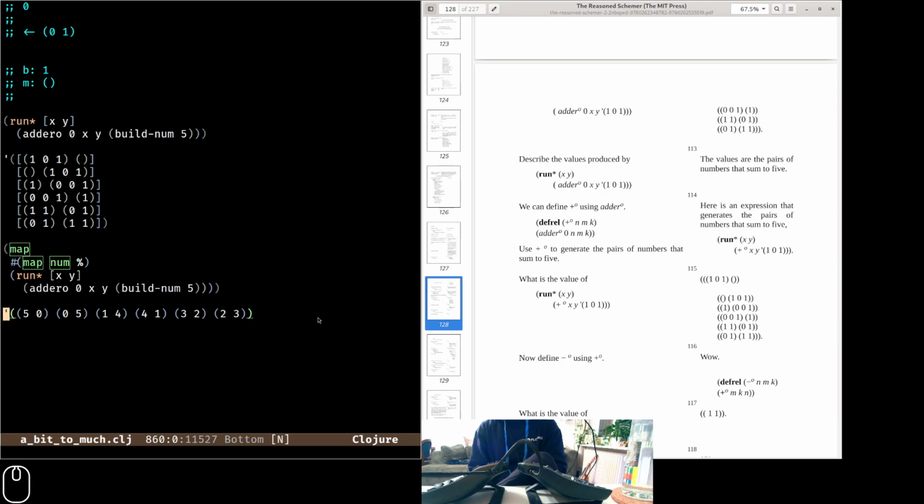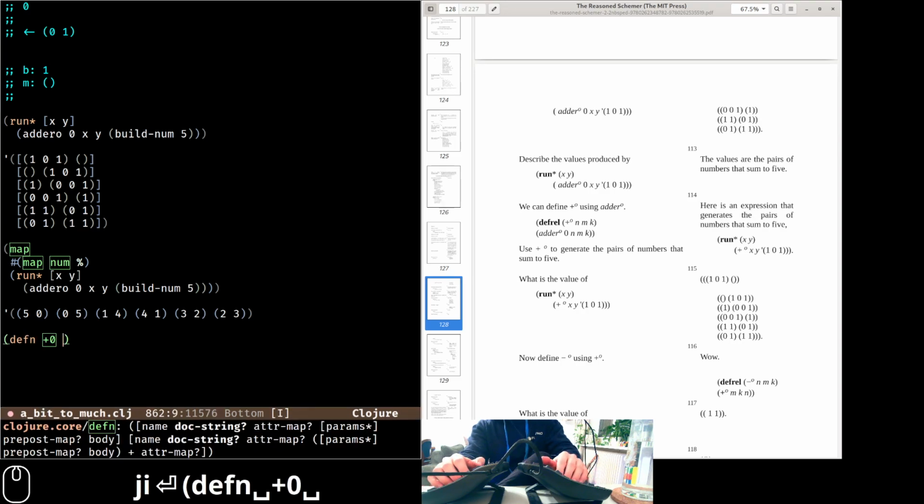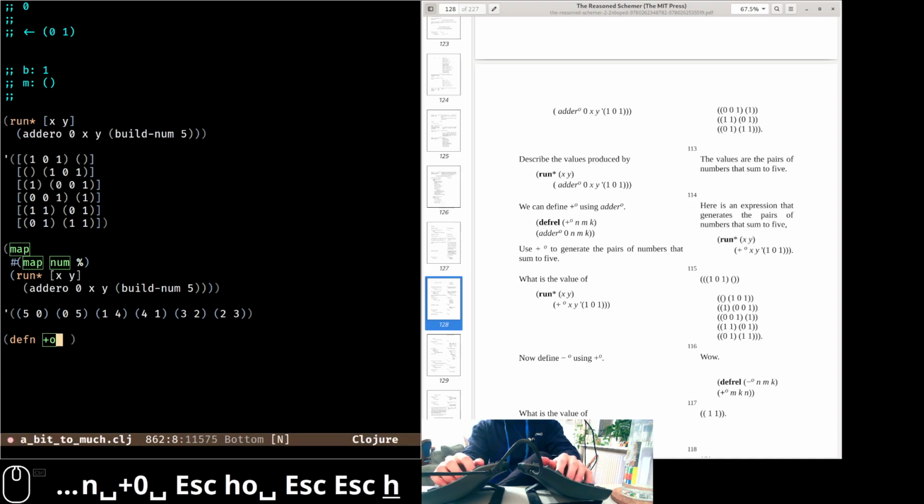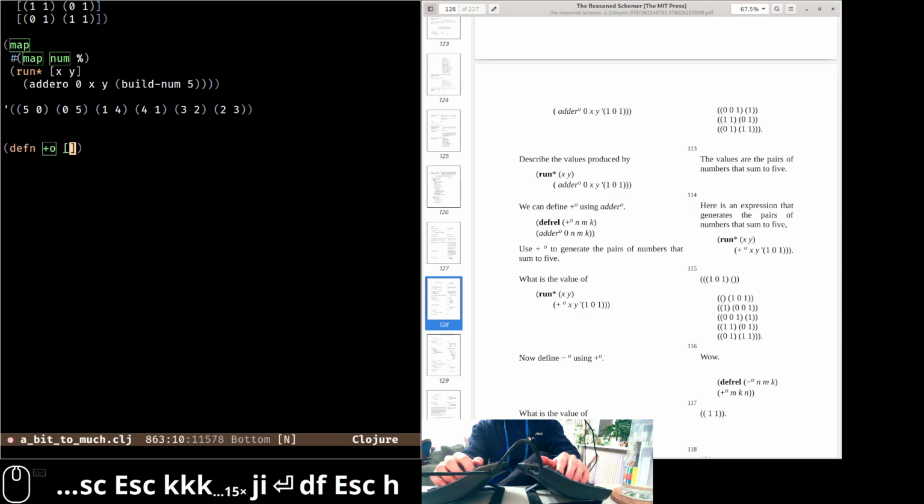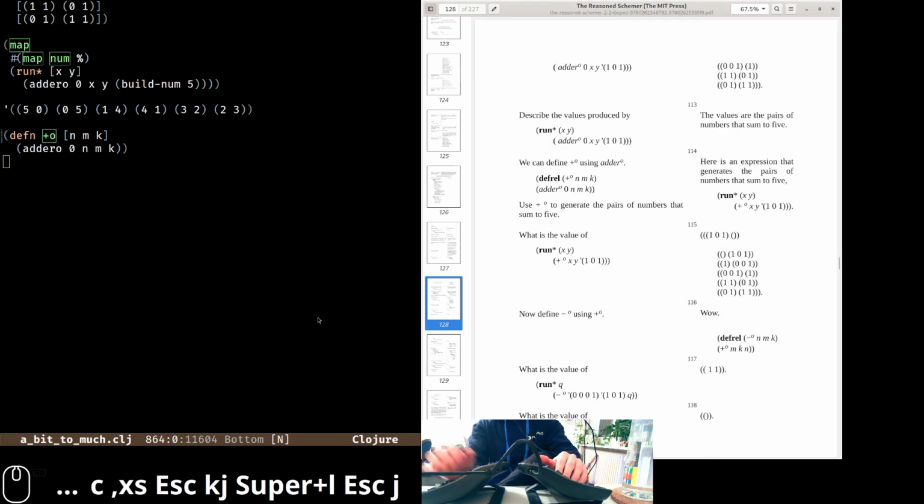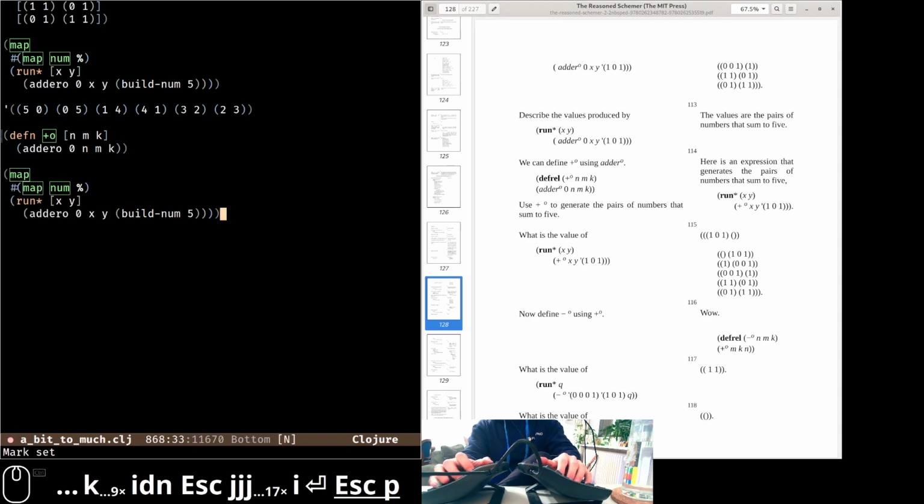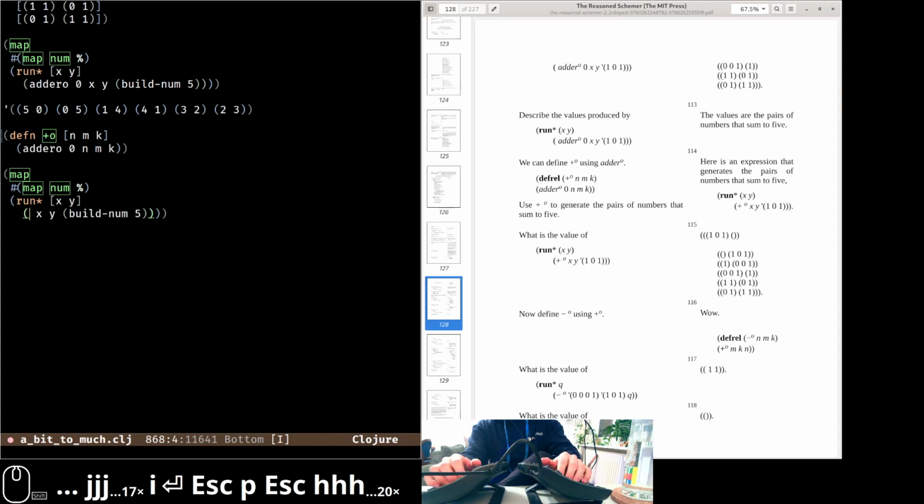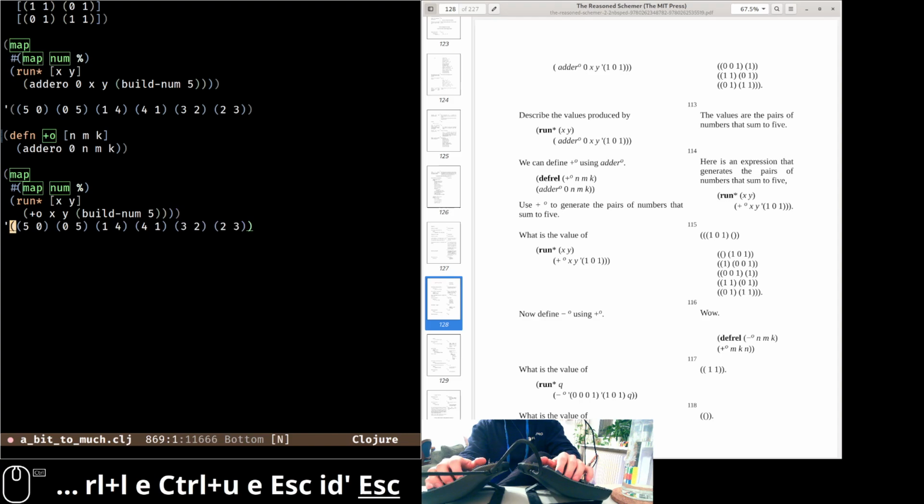Can we define plus o using edero? We can define it, okay. Say plus o. Oh, this looks plus o. This is a bit hard to read for me. I think NMK, where K is the outcome, and then edero, yeah, 0 and K. Yeah, exactly. To generate the pairs of numbers that sum to 5. Okay. Plus O. Like this.